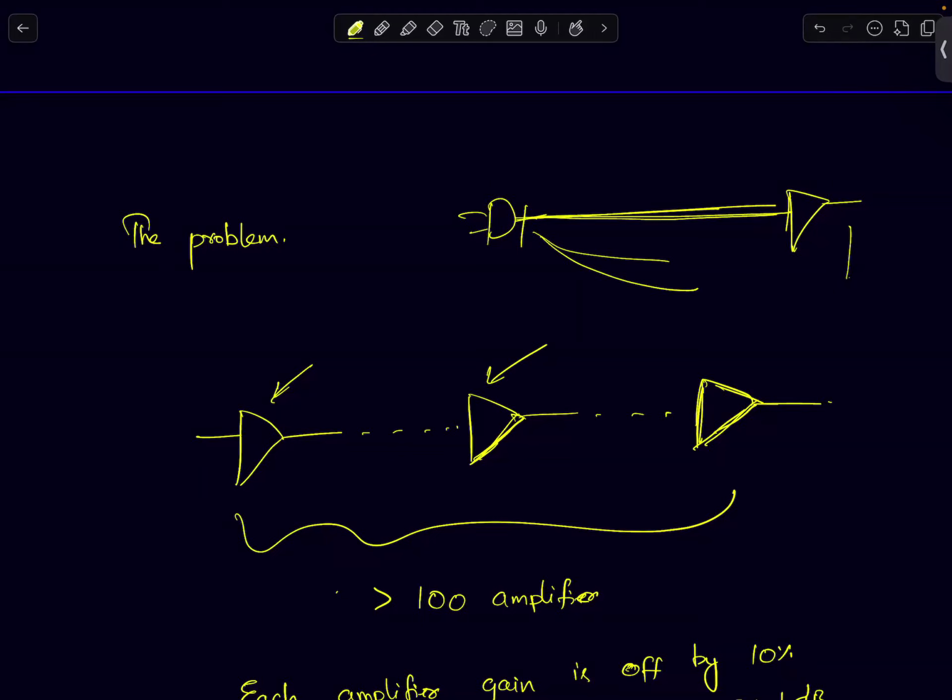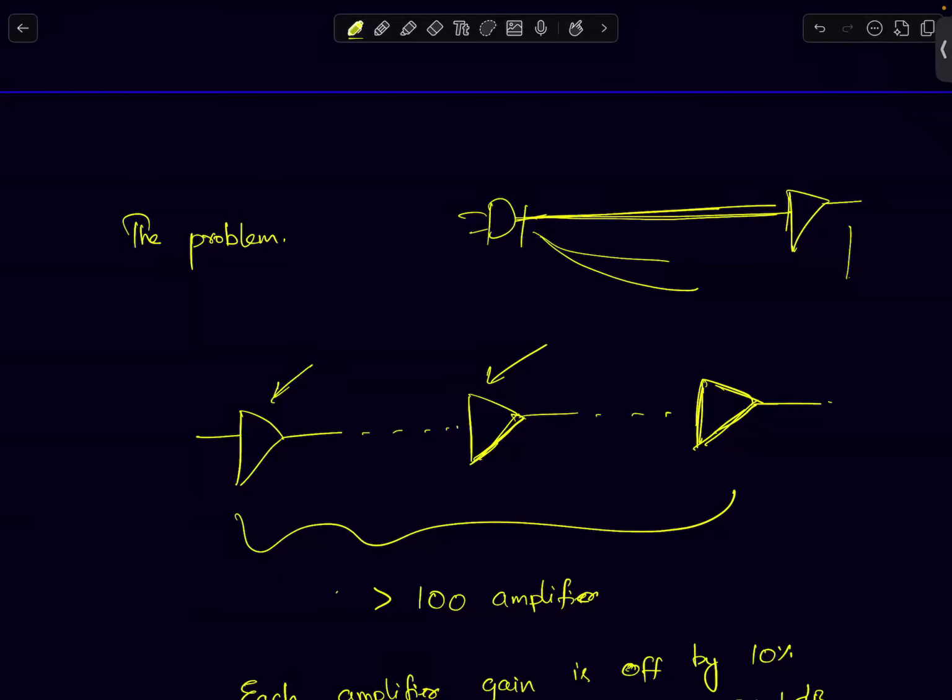There were even these transatlantic cables which would run under the sea, connecting, I think, across the Atlantic, the United States and the British. So you would have hundreds of such amplifiers in cascade. There was one problem with cascading these amplifiers, which is: how do you build amplifiers?